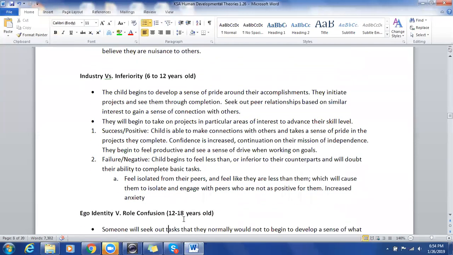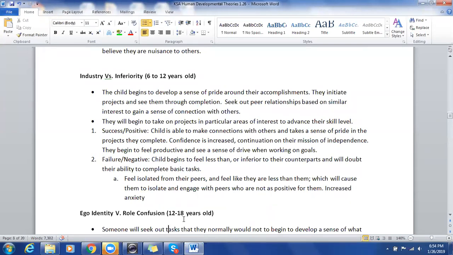Which then leads us into industry versus inferiority. And the ages here we're looking at are 6 to 12. And this is when the child begins to develop a sense of pride around their accomplishments. They initiate projects and see them through completion. They seek out peer relationships based on similar interests to gain a sense of connection with others.